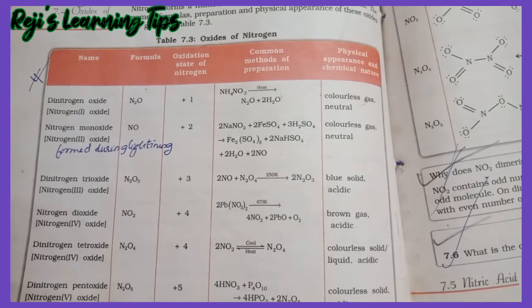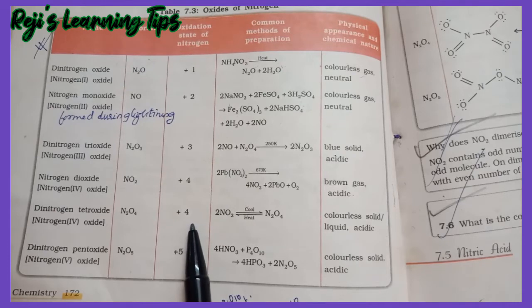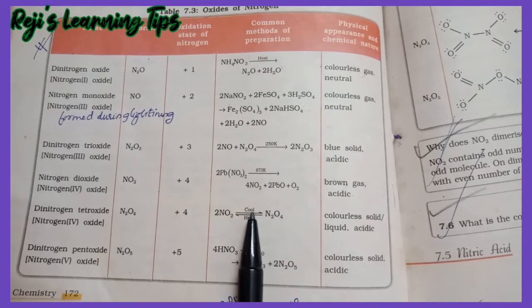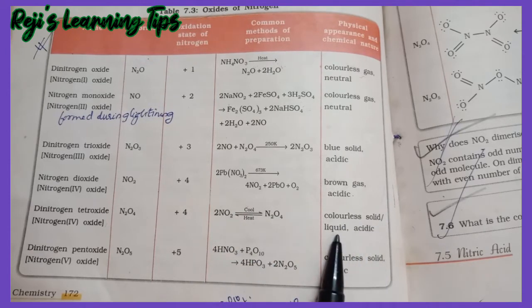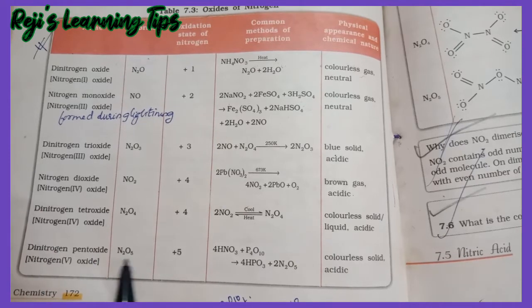Dinitrogen tetroxide, that is N2O4, +4 oxidation state. 2NO2 gives N2O4, undergoing cooling and heating. Backward reaction is due to heating. Forward reaction is due to cooling. Colorless solid or liquid, acidic. Dinitrogen pentoxide N2O5, +5.